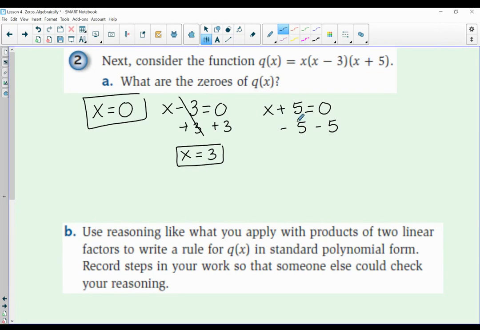Why am I subtracting 5? Because you have to do the inverse or opposite operation. And subtraction is the opposite of addition. And whatever you do to one side, you have to do to the other.